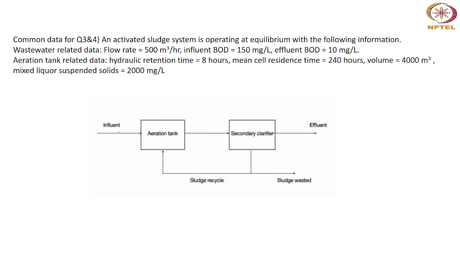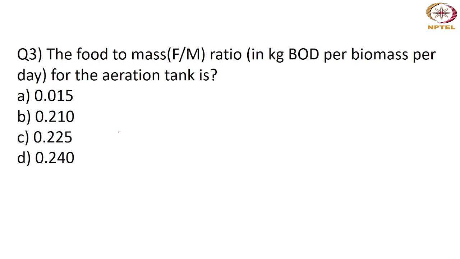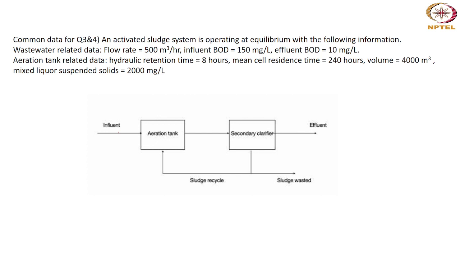So this is the data. Please try to write down the data. I will again come back to the data sheet or this slide. So now I will proceed to the question. The F by M ratio, food to mass ratio, you need to calculate. The unit is kg BOD per kg biomass per day. So for the aeration tank you have to calculate. I'm again going back to the data slide. You need to calculate the F by M ratio first.